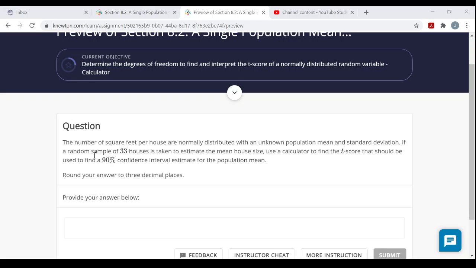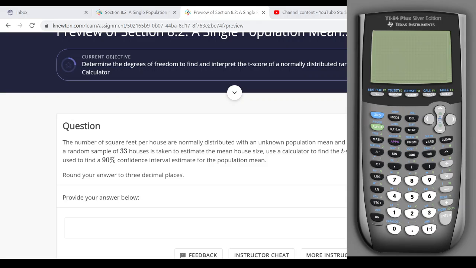Alright, if a random sample of 33 houses is taken to estimate the mean house size, or the population mean, use a calculator to find the t-score that should be used to find a 90% confidence interval estimate for the population mean. Alright, so remember, to find a t-score when we know certain areas, I'm going to use that inverse t. So let me pull the calculator up. Let's get rid of this last problem.